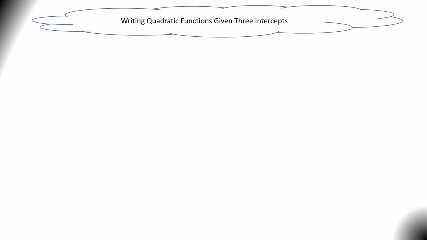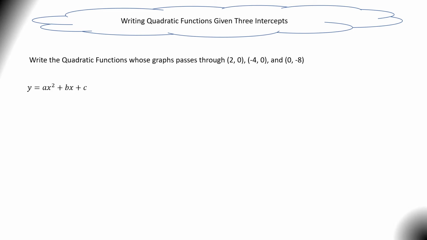Okay, next. Writing quadratic functions given 3 intercepts. For example, write the quadratic functions whose graph passes through (2, 0), (negative 4, 0), and (0, negative 8). Okay, y is equal to ax squared plus bx plus c. Ito po yung ating quadratic functions.